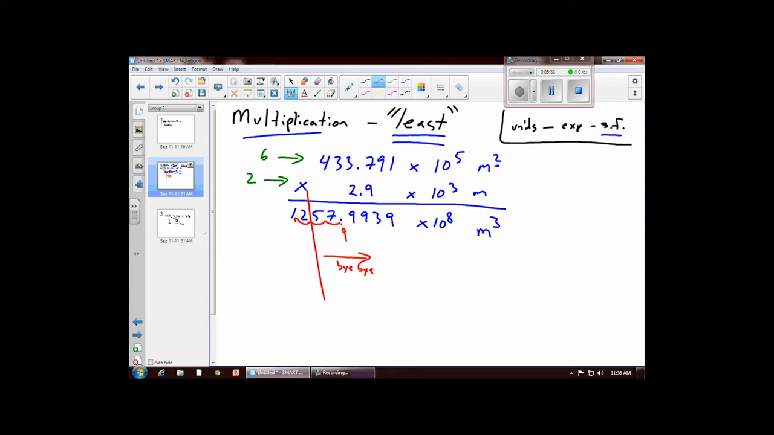Yeah. So if we do that, couldn't we then change this number? I'm going to do it down below, right underneath it. I'm going to erase all of this stuff right here. Wouldn't that give me the same exact number, but wouldn't it be 1.2579939? And how many places do we move the decimal over? 3. Lefty 3, largy 3. 10 to the 11th meters cubed.